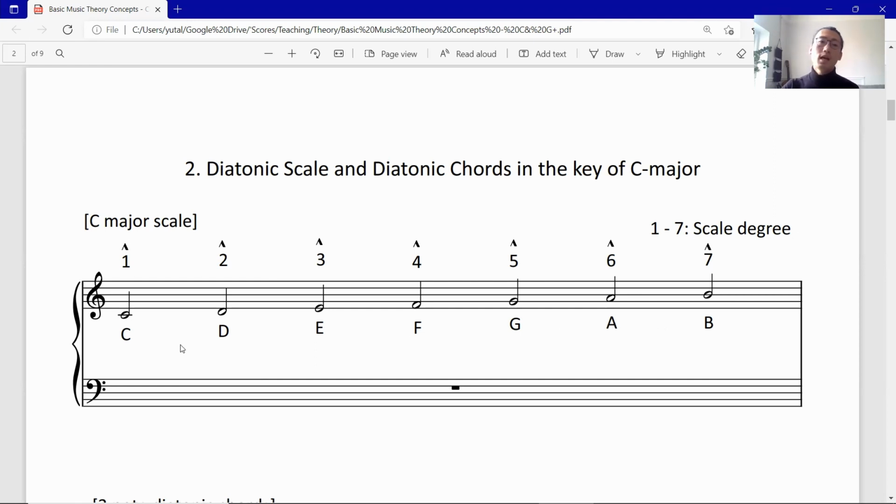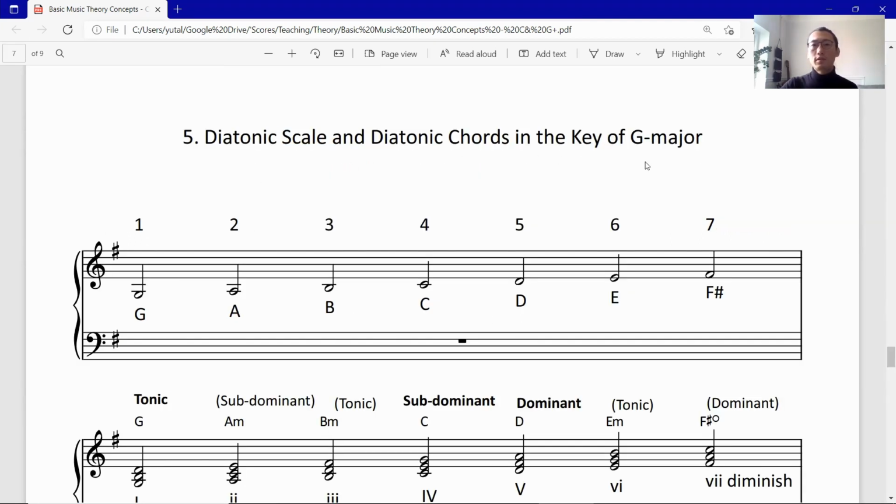So you can count any intervals out of the scale. This way of counting intervals depends on the scale or key. So what if it's G major? Now it starts from G. There's F sharp here, and that should be F sharp. But it's still the same thing, you just count the same way.